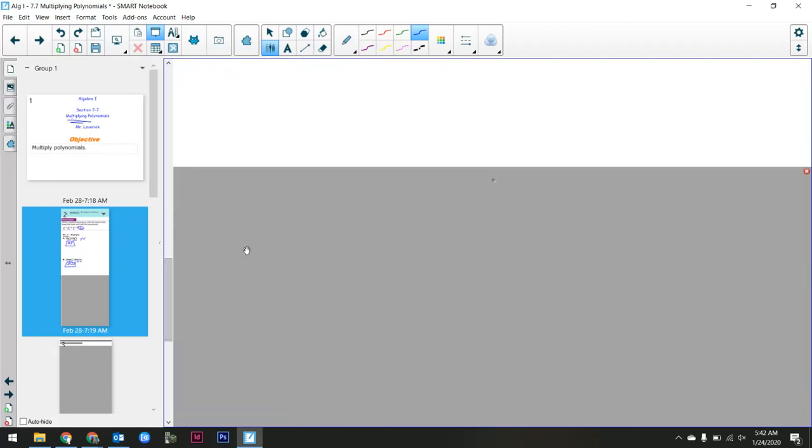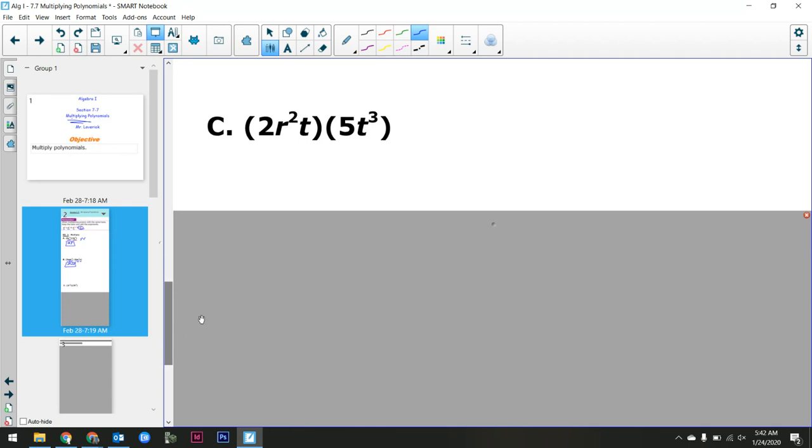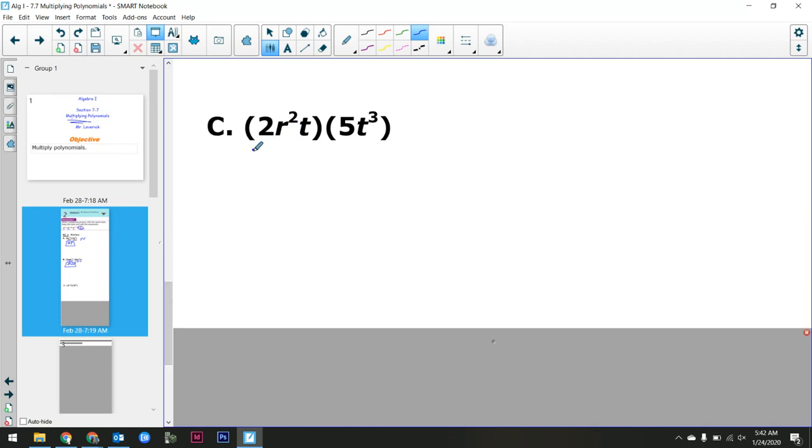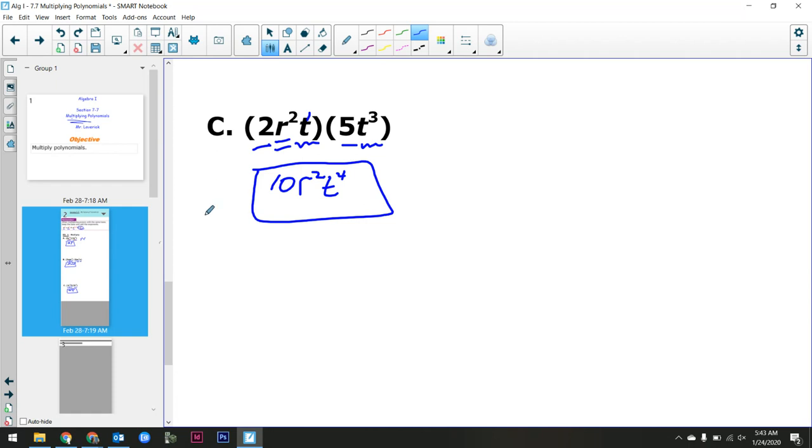Let's keep it going. Now here we have 2 times 5, which gets me my 10. R squared, well, there's no more r's to combine it with, so we just leave it right here. And then we've got t times t to the 3rd. Remember, that's t to the 1st times t to the 3rd, t to the 4th power.